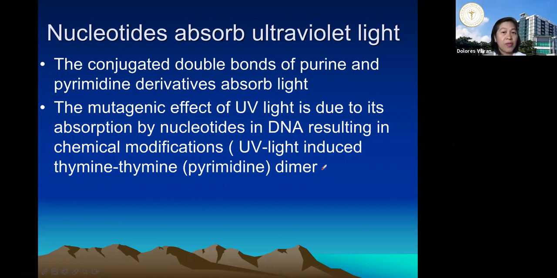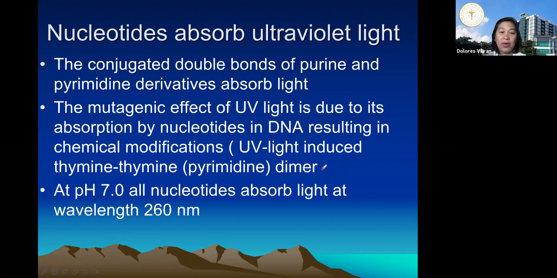And remember, the absorbed UV light stays in our skin. Okay? Yun, kaya mabilis tumanda, no? You become old faster if you have too much exposure to UV light. And it may also result in skin cancer. And at pH 7, all nucleotides absorb light at a wavelength of 260 nanometers. Okay? It's almost the same range as UV light. So remember, the 260 nanometers.